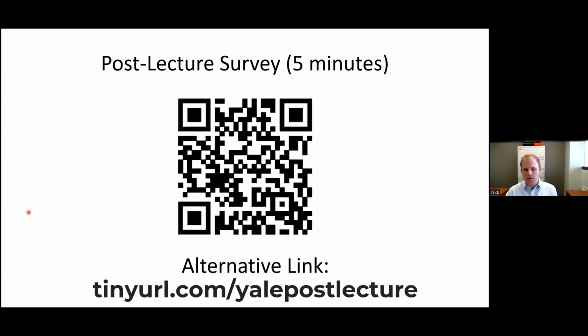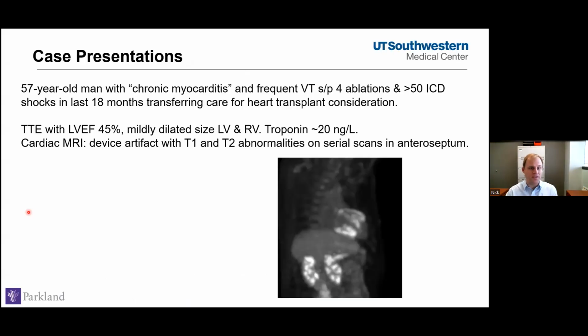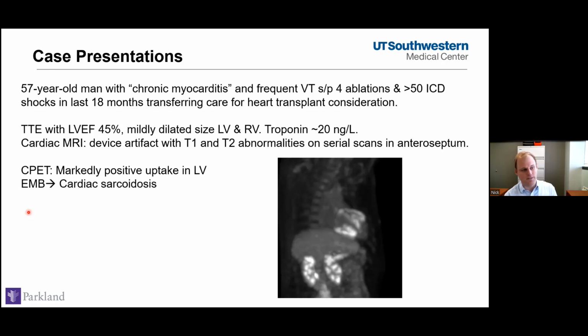Yep, no, it's a great question. And perhaps I'll try and answer your question with this case, just to highlight a case that I took care of earlier this year. A 57-year-old guy who had chronic myocarditis, 4 VT ablations, 50 ICD shocks in 18 months. Came for heart transplant consideration. I looked at this guy and I'm like, this feels like a sarcoid to me. Of course, we did a PET scan, we see his LV lights up. So we went and biopsied him and proved sarcoid there, gave him immunosuppression and turned off his VT.